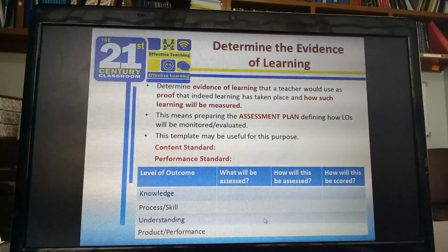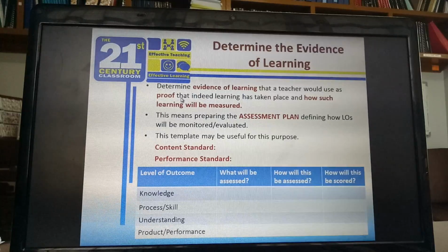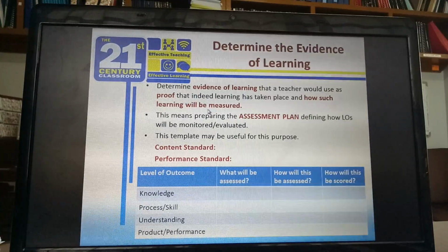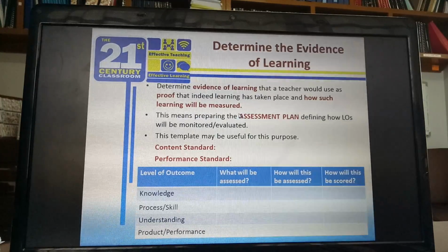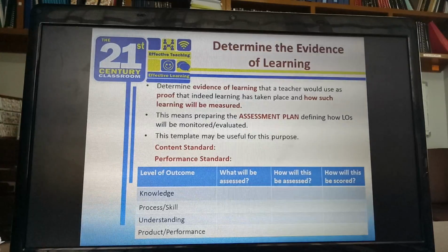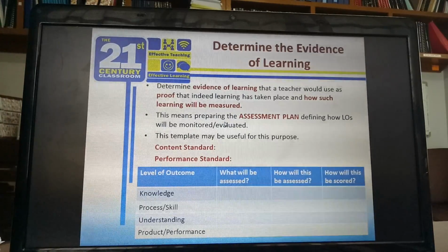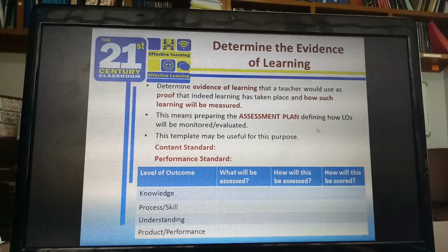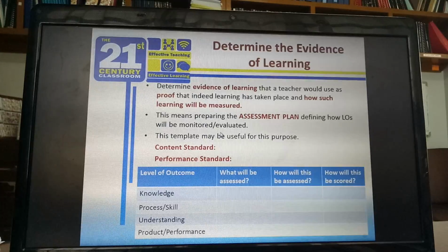Okay, next, determine the evidence of learning that a teacher would use as proof that indeed learning has taken place and how such learning will be measured. This is one distinct characteristic of OBE, because there must be a proof that learning has taken place. This means preparing the assessment plan, defining how learning outcomes will be monitored and evaluated.